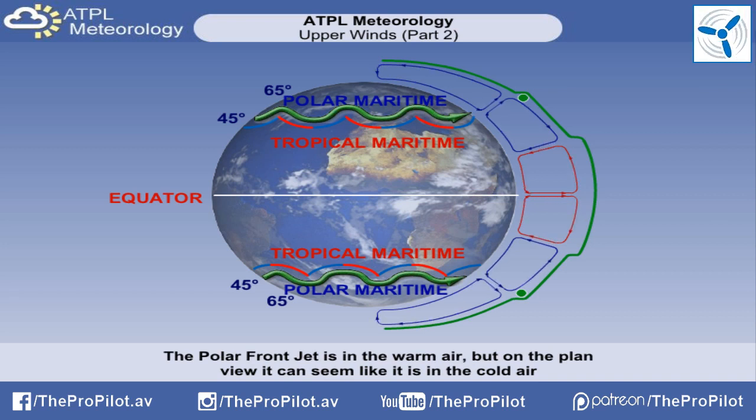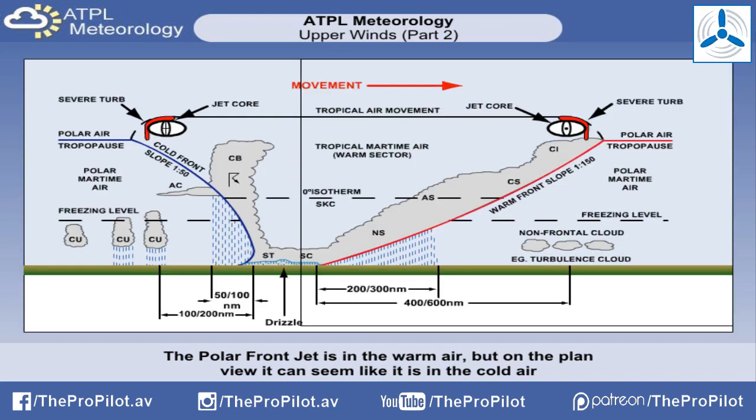The diagram can look confusing, since we stated all jet streams are usually located in the warmer of the respective air masses. But it looks like the polar front jet stream is in fact in the polar maritime air. Remember, though, that the polar front boundary that you see is only the surface position, and the jet has been superimposed onto this surface position. If we were to take a cross-section of the polar front from here to there, you'll notice that the jet is in the warm tropical maritime air.